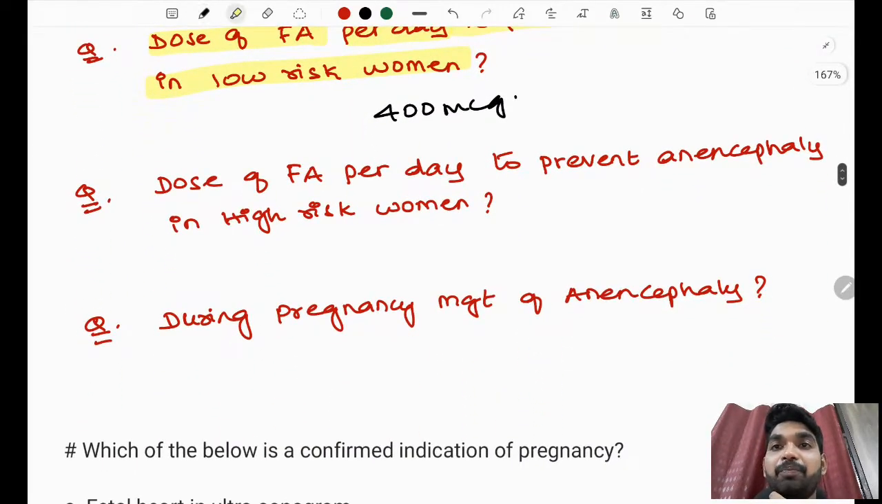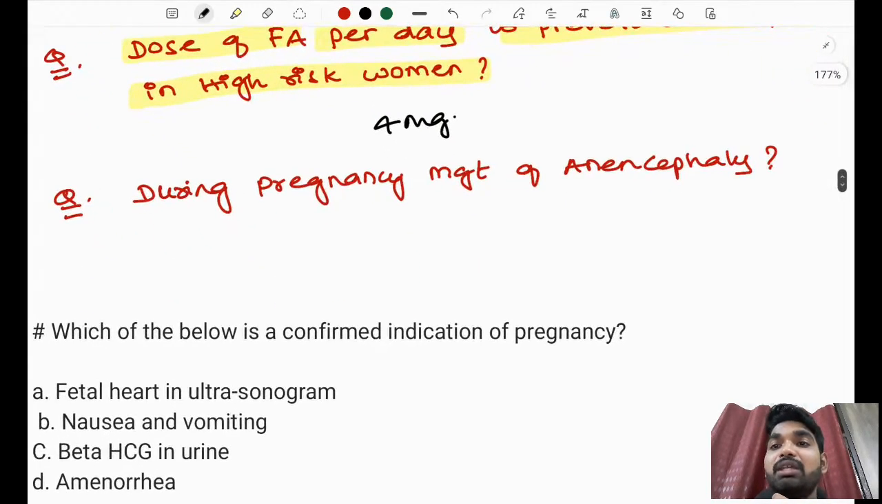Now, the dose of folic acid per day to prevent anencephaly in high risk women. Yes, you are right, Sangeeta, Durga Devi. Excellent. It is 4 milligrams in case of high risk women. Now tell me, during pregnancy, the management of anencephaly.